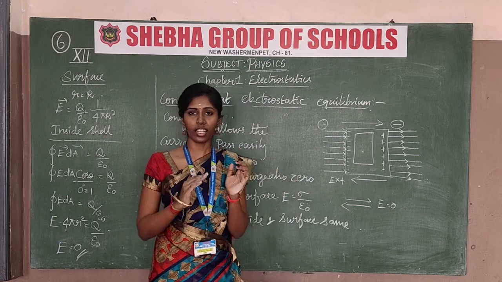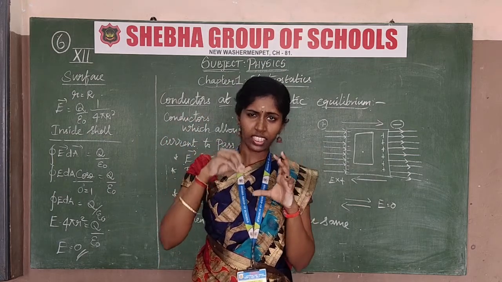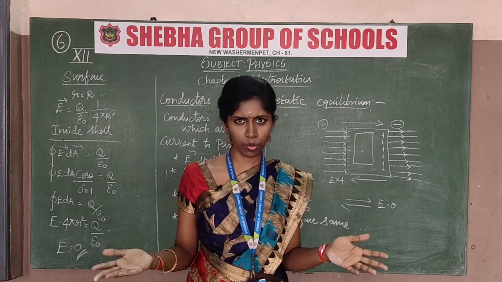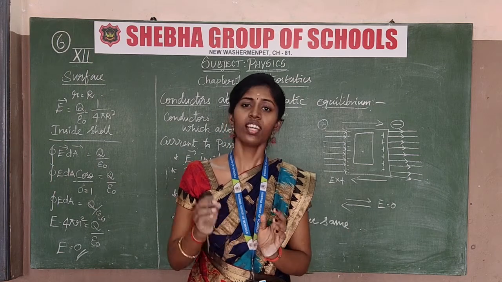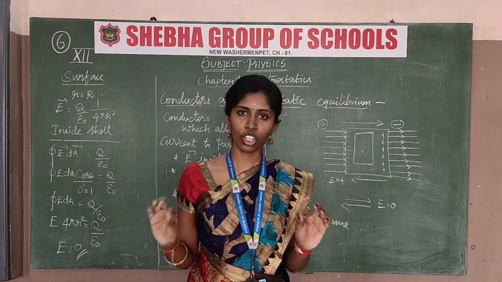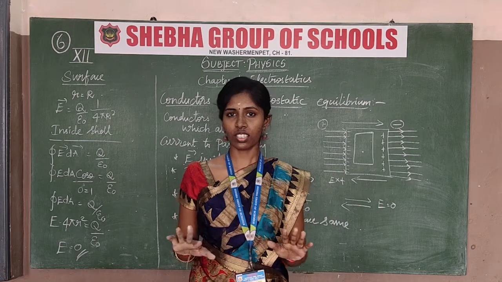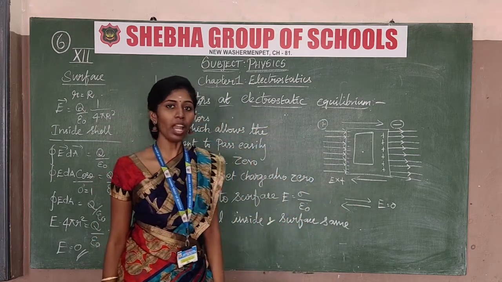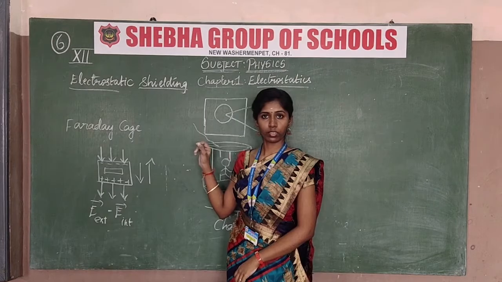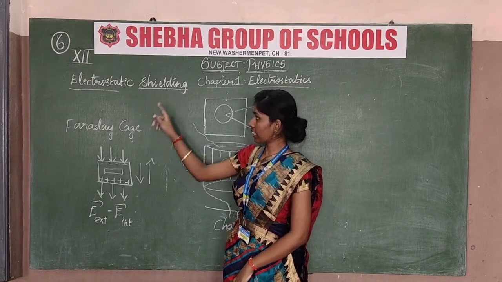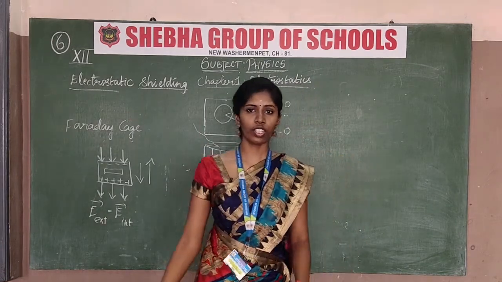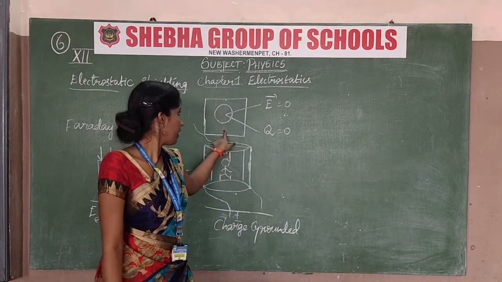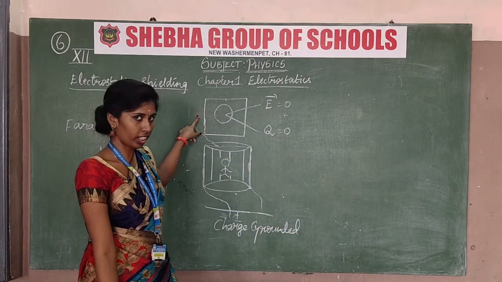So the electric field is distributed, meaning inside the object the electric field will be 0, with no charges. So this is a spherical shell, and electrostatic equilibrium will be applicable. Electrostatic shielding.